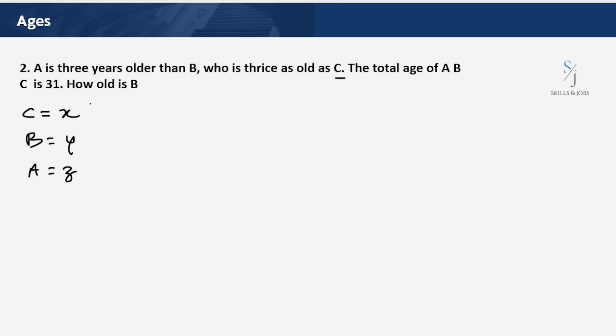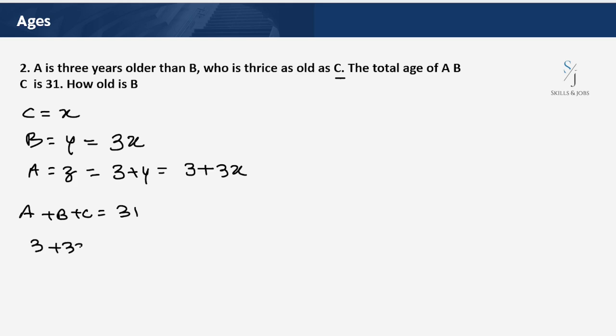Okay. So as per the given input, A is 3 years older than B, who is twice as old as C. So B's age is twice C's, so it will be 2x. A is 3 years older than B, so it is going to be 3 plus y, which is equal to 3 plus 2x. So this value we have substituted here. Okay. Now what is the equation? The total age of A, B and C is 31. A plus B plus C is equal to 31. Now substitute the value.